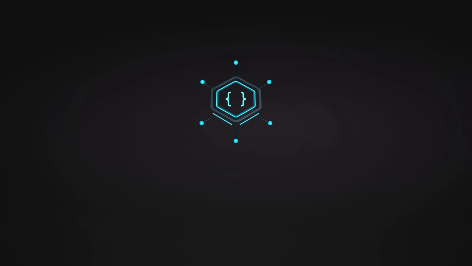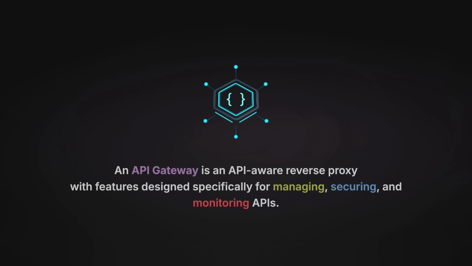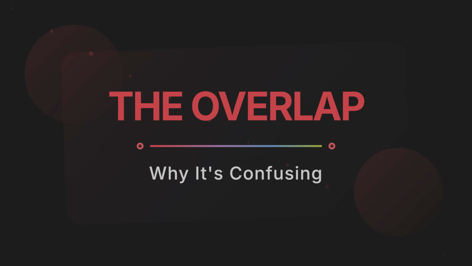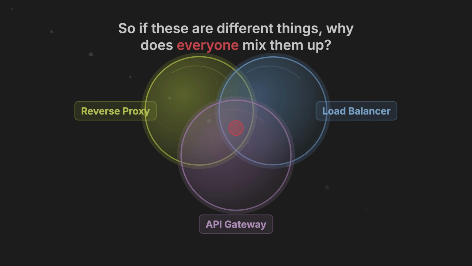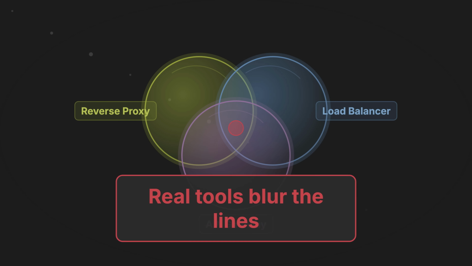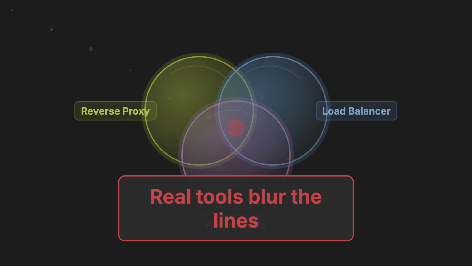An API gateway is an API-aware reverse proxy with features designed specifically for managing, securing, and monitoring APIs. So, if these are different things, why does everyone mix them up? Because real-world tools blur the lines.